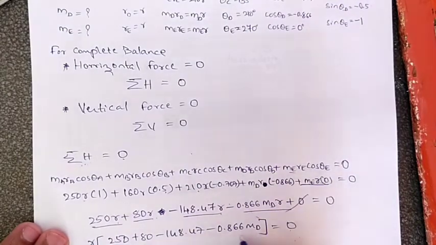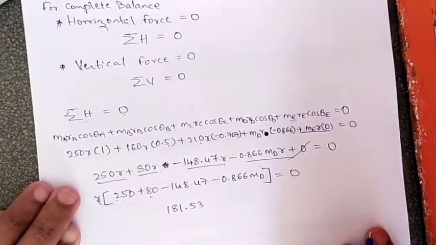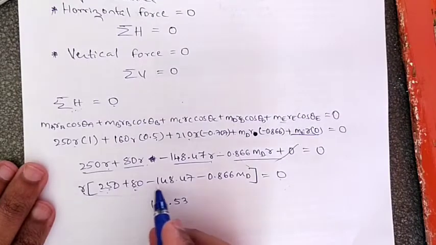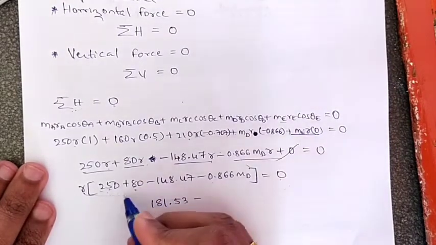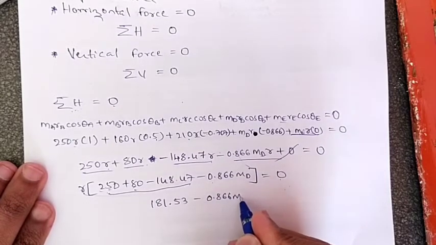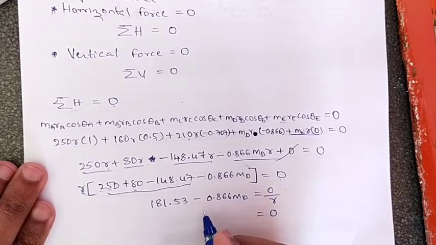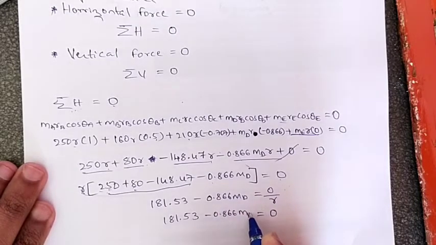So when you calculate this value, 250 plus 80 minus 148, you will get 181.53. So it will be 181.53 minus 0.866 MD, which is equal to 0 divided by R. This R will shift here, so 0 by R will be 0. So now 181.53 minus 0.866 MD is equal to 0.